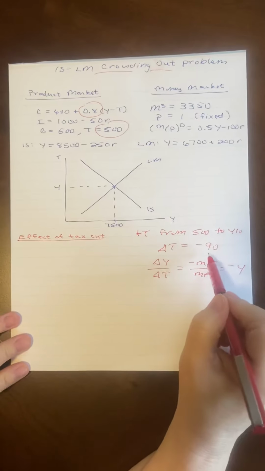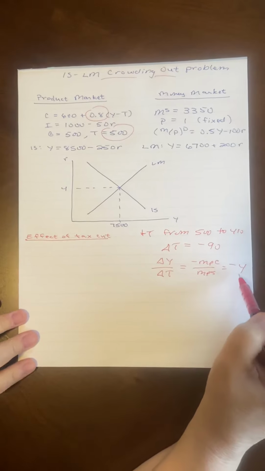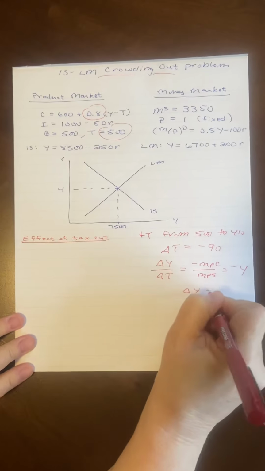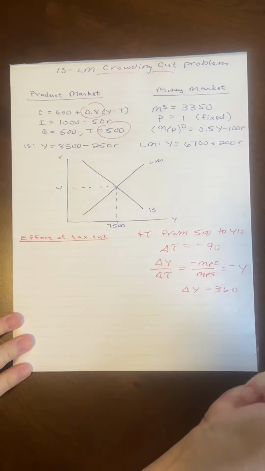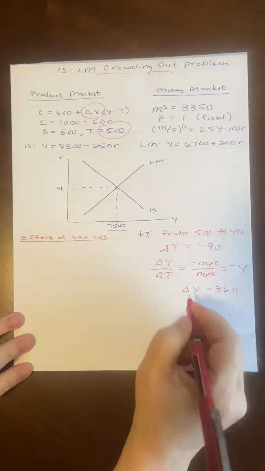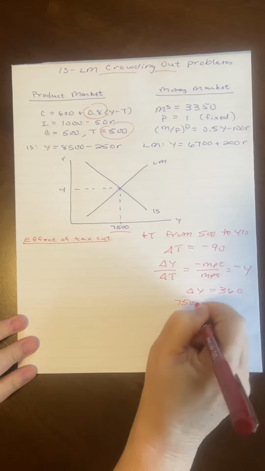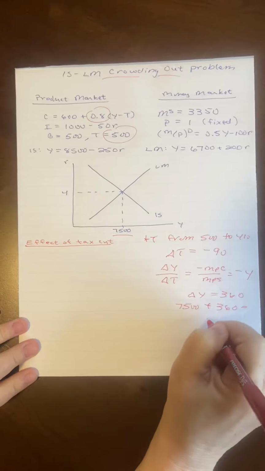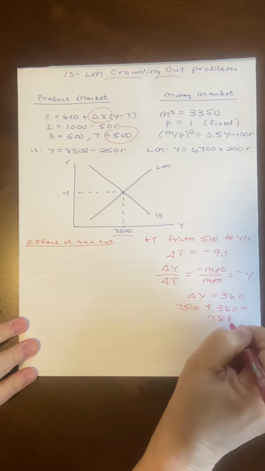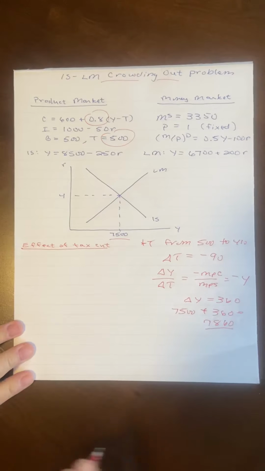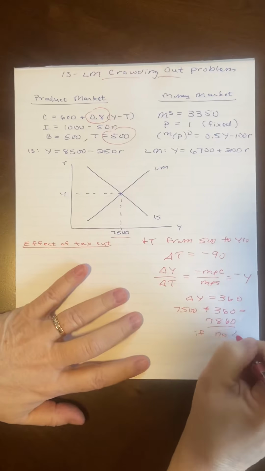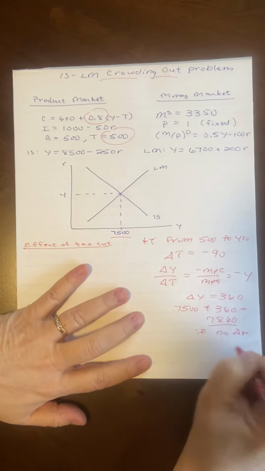So if we have a $90 tax cut and the multiplier effect kicks in, this would turn into an increase in equilibrium income of 360. We started with 7,500. So if we increase by 360, that'll take us to 7,860 for our new equilibrium value. However, this is assuming there's no change in the interest rate.